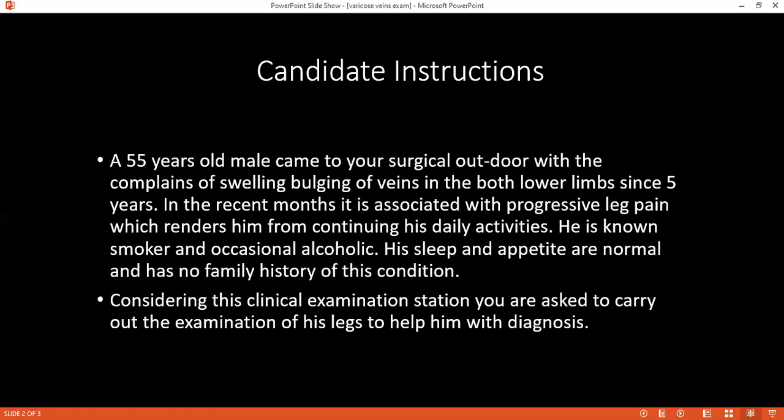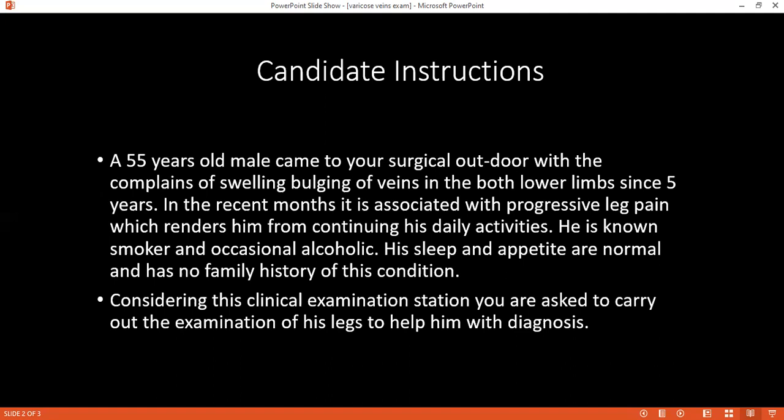If it is positive, what would you interpret? If it is positive, there will be a closure of the deep system, then there are secondary varicose veins. And if it's negative, then it's primary varicose veins.